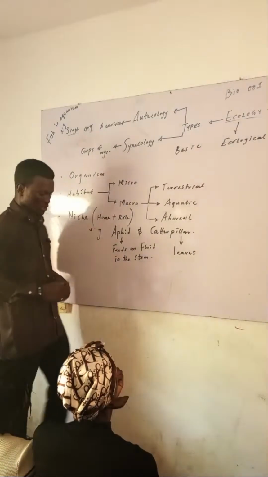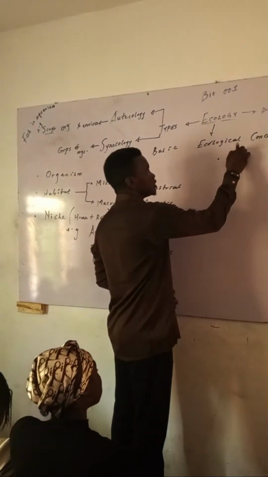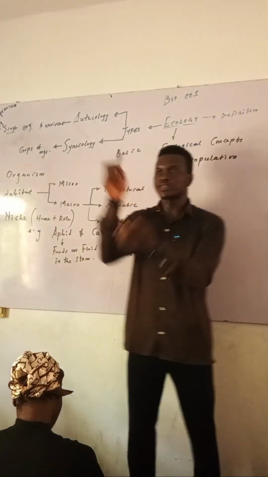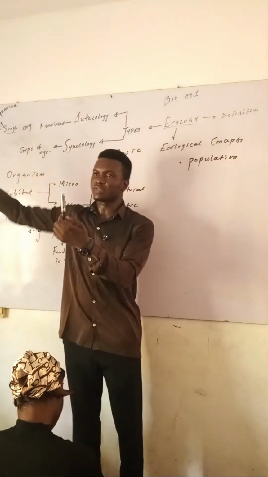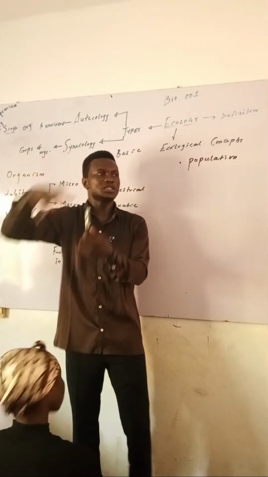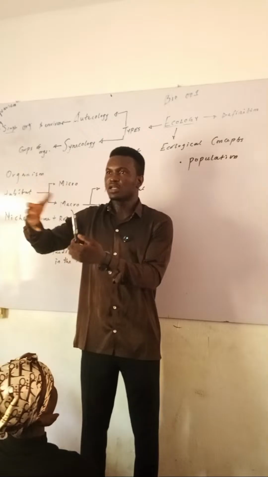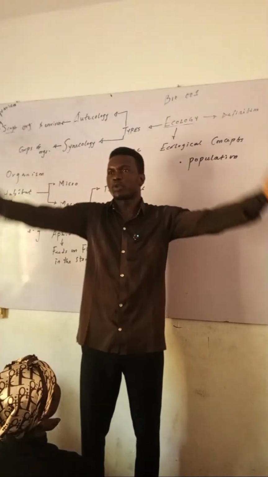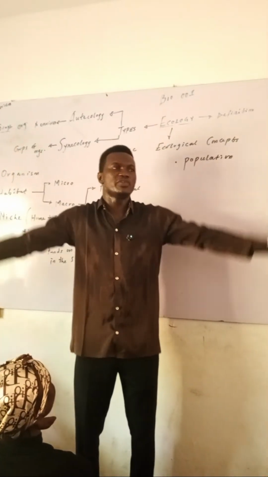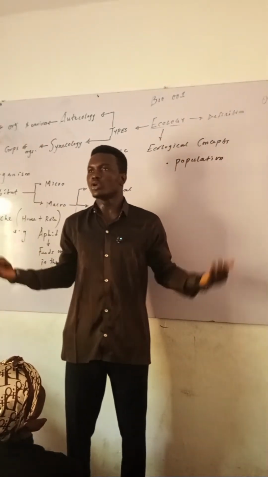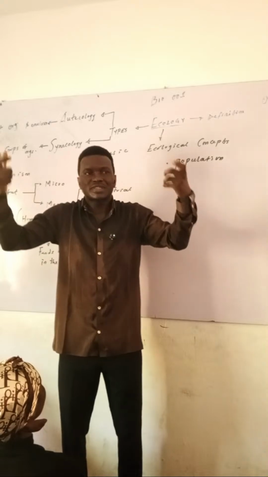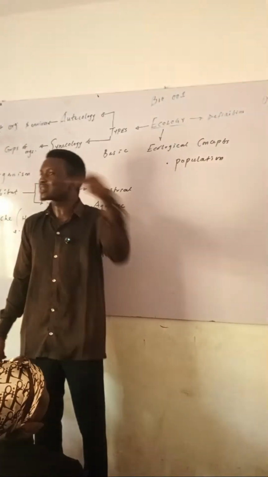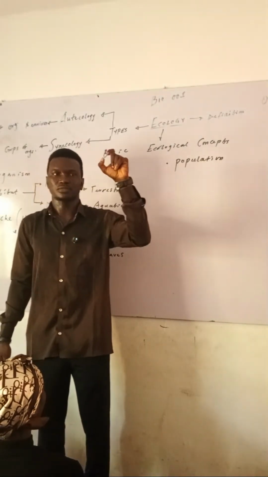Now, when you move from niche, there's what we call population. So now, starting with this guy, you have an organism. That organism has several organisms that look like itself. Then several of these organisms have the ability to interbreed with one another. Then they come together as a group. That group is what we call population. This is our population now. I can say, what is the population of everybody in this class? That means I want to know your total number. So the collection of organisms of the same species in a particular environment at a particular time is what we call population. Do you get that?